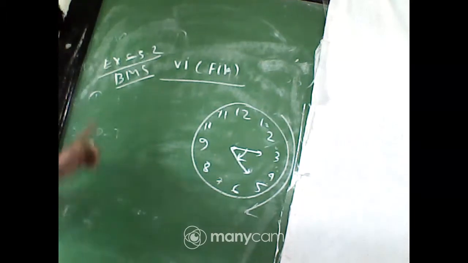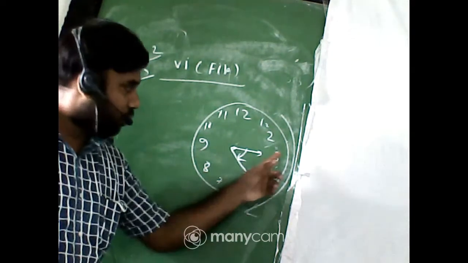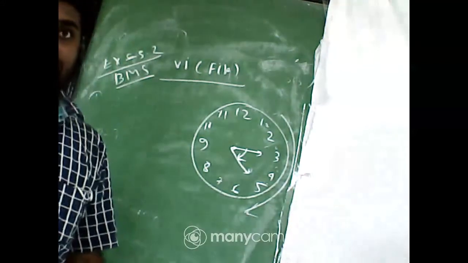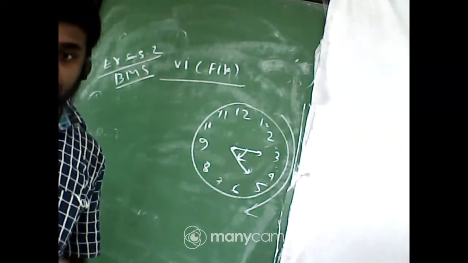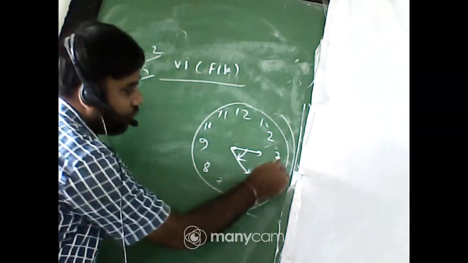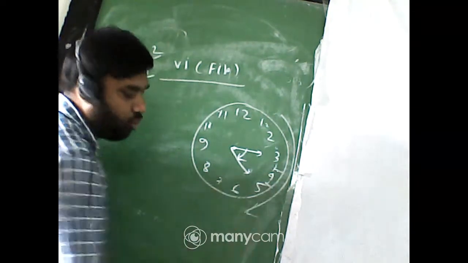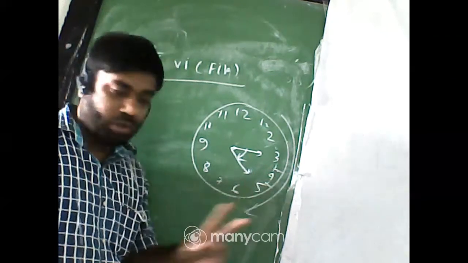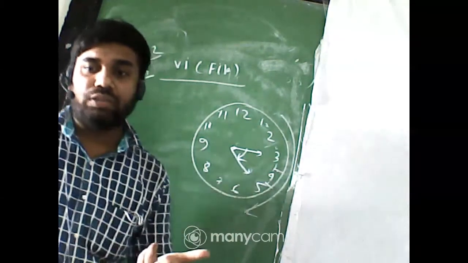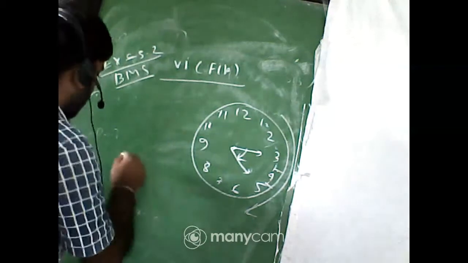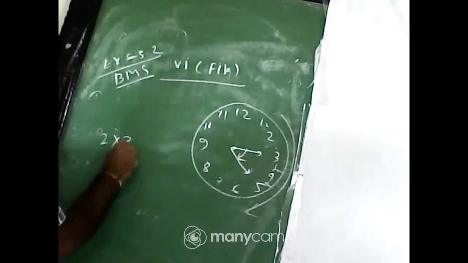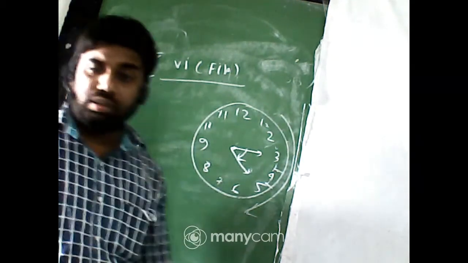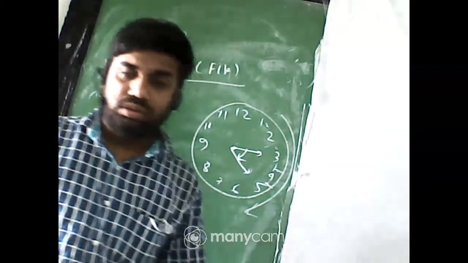Joita, first step, count the gaps between 3 and 5. How many gaps are there? 3 to 4 is 1, 4 to 5 is 1. So 1 plus 1, two gaps are there. So two gaps, so how much angle? That is 2 into 30, 60 degrees. Got it?